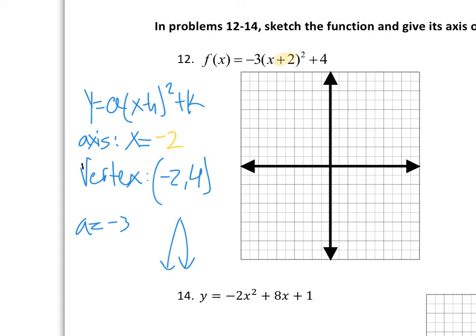So we can label our axes, and then let's go ahead and find our points. We've got our vertex. First thing you need to find is the vertex, and that's at negative 2, 4. So that's going to be right here. And we know it's opening down, so we have an idea. We know this is going down this way.